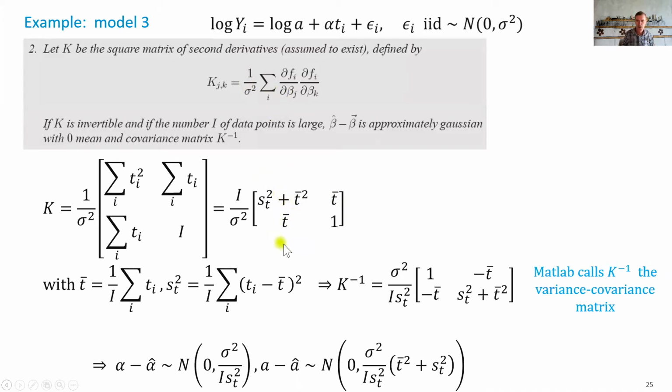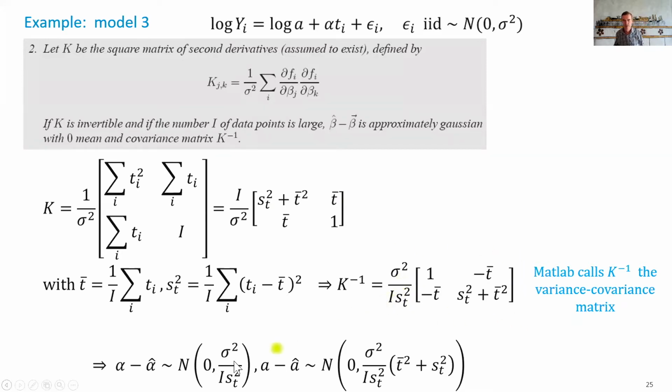So how do I compute the inverse? Well, this is a 2 by 2 matrix, so that's fairly easy. At the end, I obtain this matrix, K minus 1, which is sigma squared divided by I times st squared, and then those numbers here. And then the theorem says the estimation error we're making is approximately jointly Gaussian with this covariance matrix.